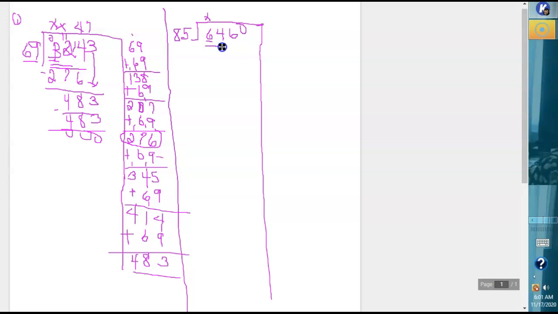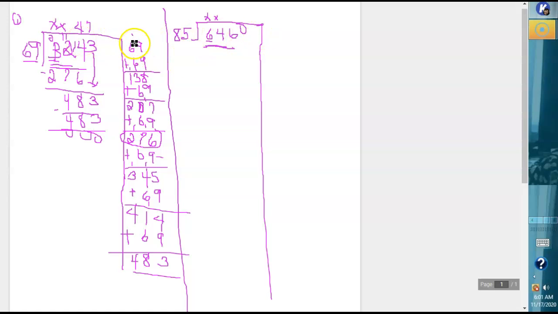So I have now 64. Can I divide 64 by 85? No, because this is bigger. So I will put another X on top of 4. Then I will go to my next digit. So I have now 646. Now, how many groups of 85 are there in 646?